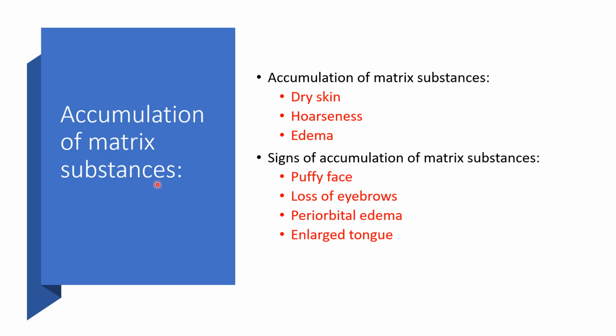Accumulation of matrix substances will give you dry skin, hoarseness of voice, and edema. So you can now see that in hypothyroidism, you can have dry skin, hoarseness of voice, and edema. The sign of accumulation of matrix substances will be a puffy face. This is what the patient will complain about, the symptoms. I have dry skin. When I talk, of course, we'll hear it. Cannot talk much. And I don't know whether they'll be able to tell that they have edema or not, but they will know they're swelling.